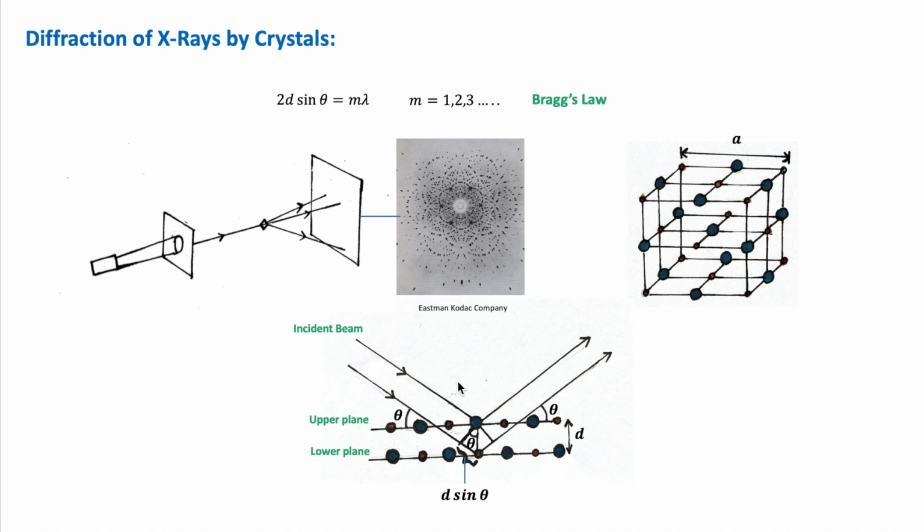So these two beams interfere constructively when the path difference 2d sine theta is equal to some integral multiple of the wavelength lambda. This is true for the reflection from the entire family of parallel planes, okay? And so the condition for constructive interference is given by this equation and is known as Bragg's law. And it can be used to find the spacing d between the atomic planes if the wavelength and the diffraction angle theta are known.